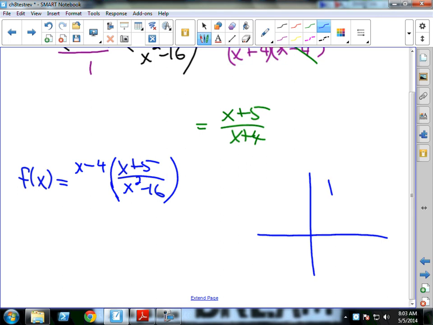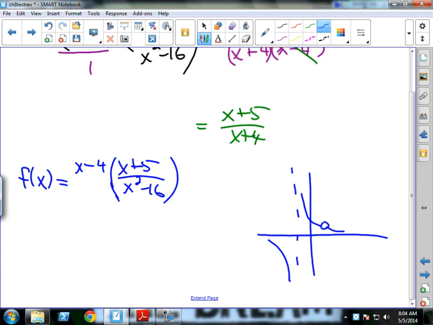When x is 4, the graph kind of has a hole in it like this. And then when x is -4, the graph kind of does some weird stuff like this. Like there's this imaginary vertical line in the graph.